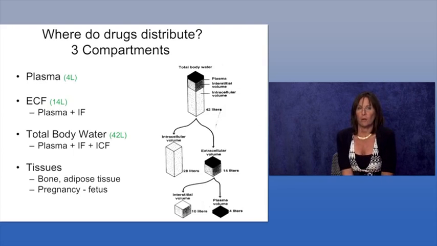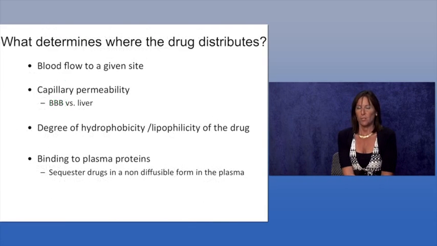So these 3 compartments, plasma, extracellular fluid volume, which is the combination of plasma and interstitial fluid, total body water, which would be plasma, interstitial fluid, and intracellular volume, are 3 potential compartments into which a drug might distribute. And then additionally, it might sequester in individual tissues. So what determines this process?